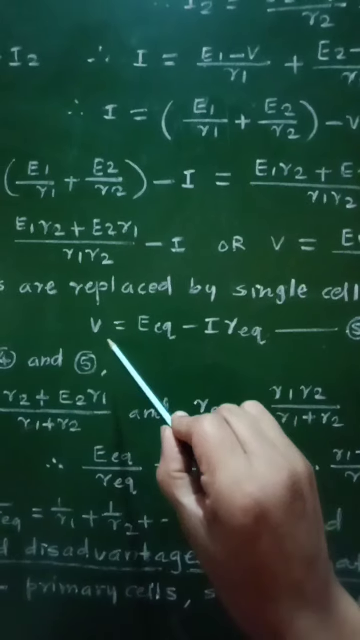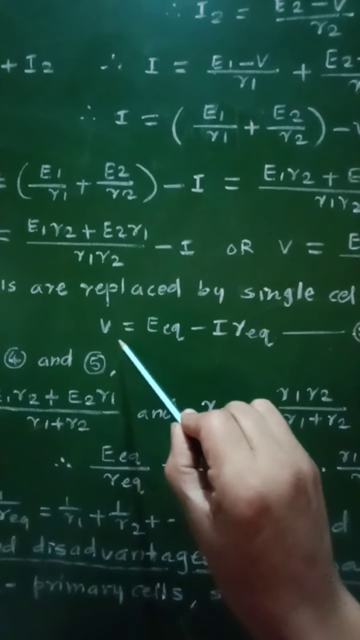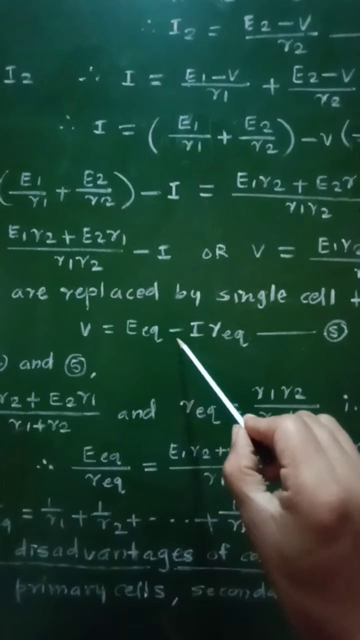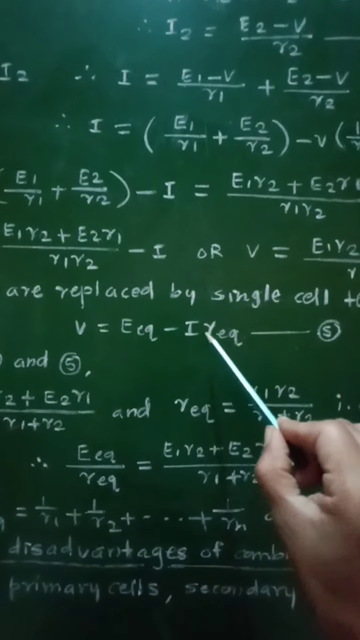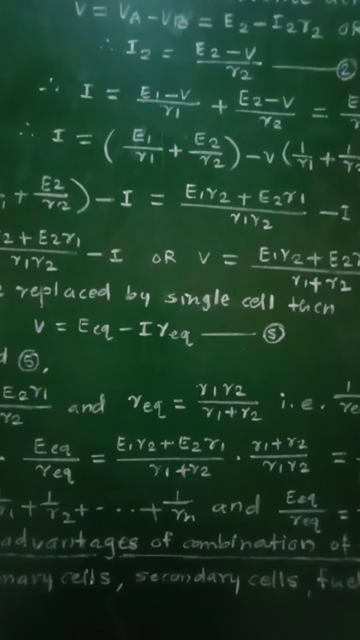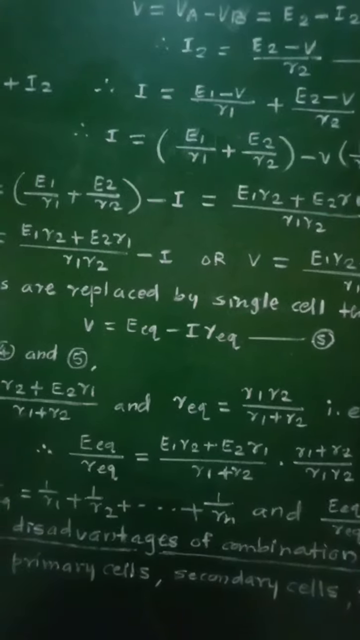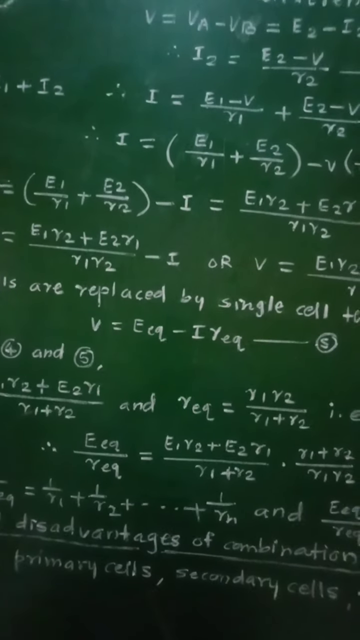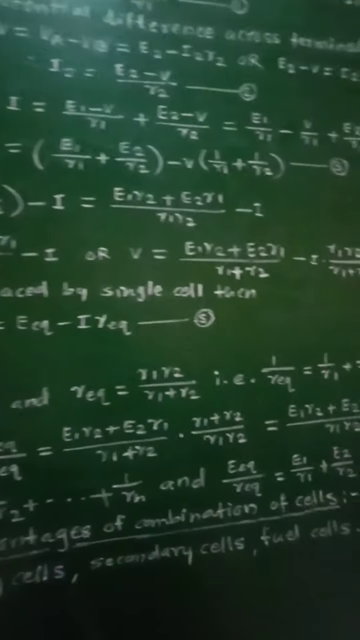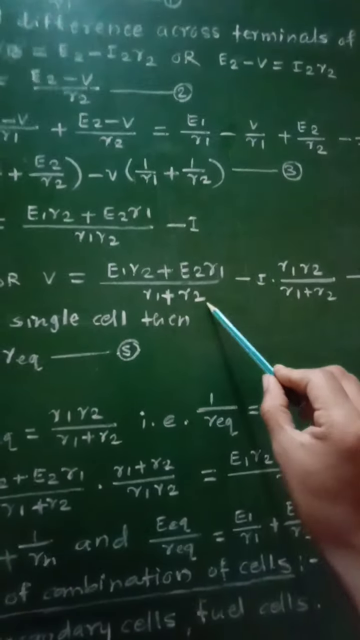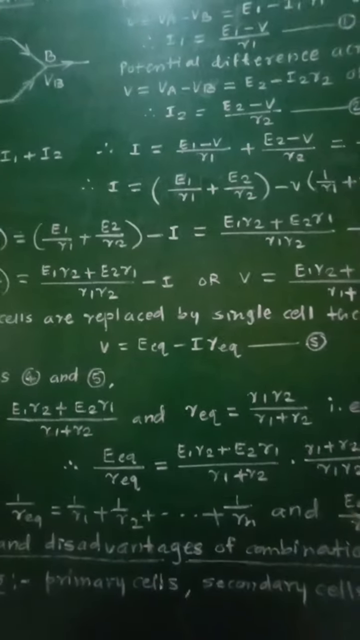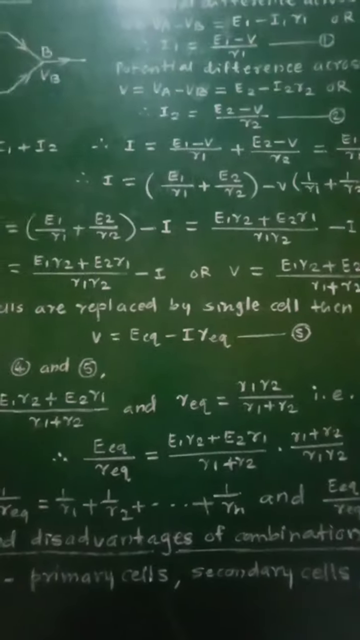So potential phi between the 2 points A and B will be equal to equivalent EMF, that is E equivalent, minus equivalent potential drop, that is I R equivalent. Let it be equation number 5. So now comparing equations 4 and 5, we can write.